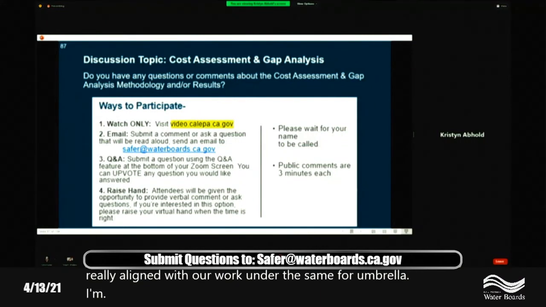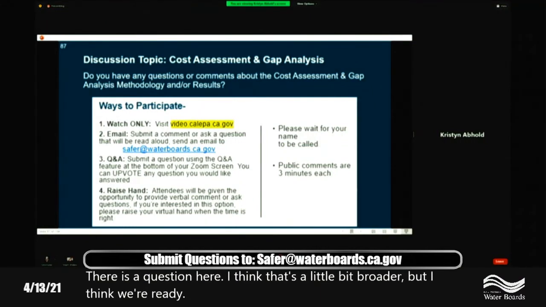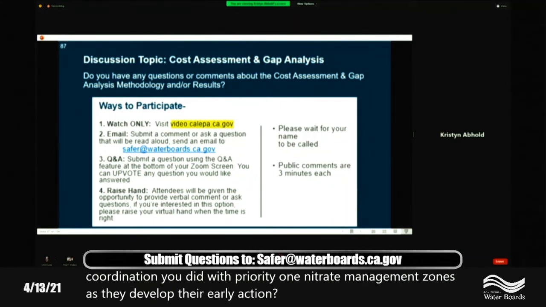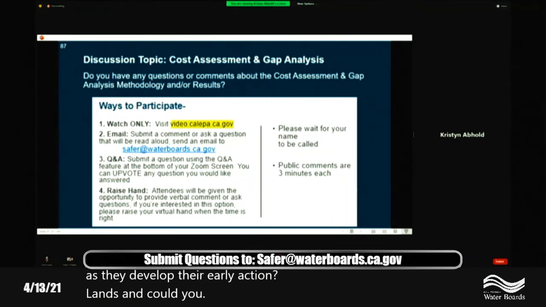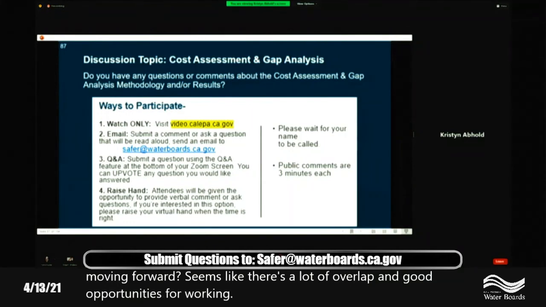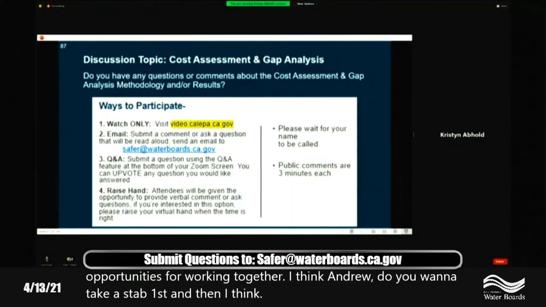There is a question here, I think that's a little bit broader, but I think we're ready to answer it. Could you talk about any coordination you did with Priority 1 nitrate management zones as they develop their early action plans? And could you speak to how you expect to coordinate moving forward? Seems like there's a lot of overlap and good opportunities for working together. I think, Andrew, do you want to take a stab first? And then I think there's others who are going to weigh in.